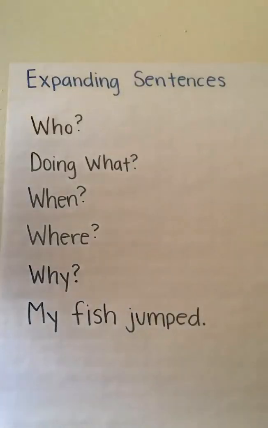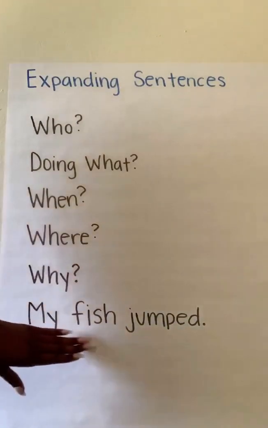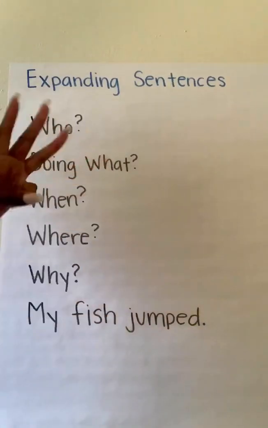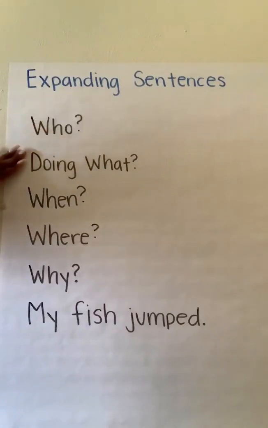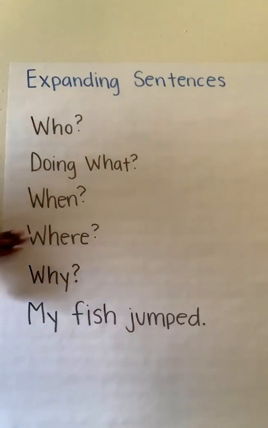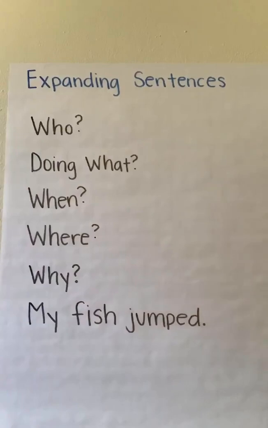All right, so we are going to work on expanding a sentence, meaning that we're going to make this sentence from a little bitty first grade sentence, my fish jumped, that only has 3 words. And we're going to make it into a really good second grader sentence that should have at least 5 words. So, we're going to start out by looking at the who, doing what, when, where, and why to add some details to this sentence because we want to make this sentence longer.